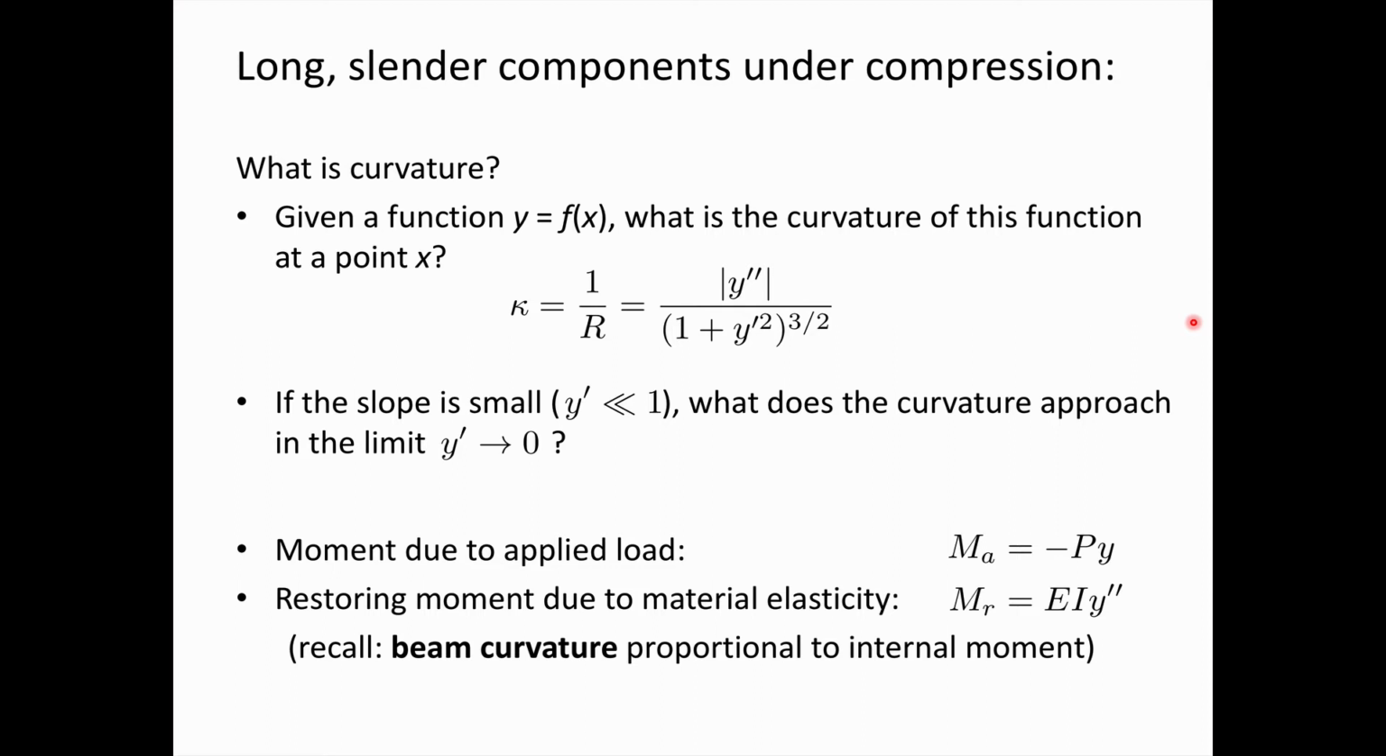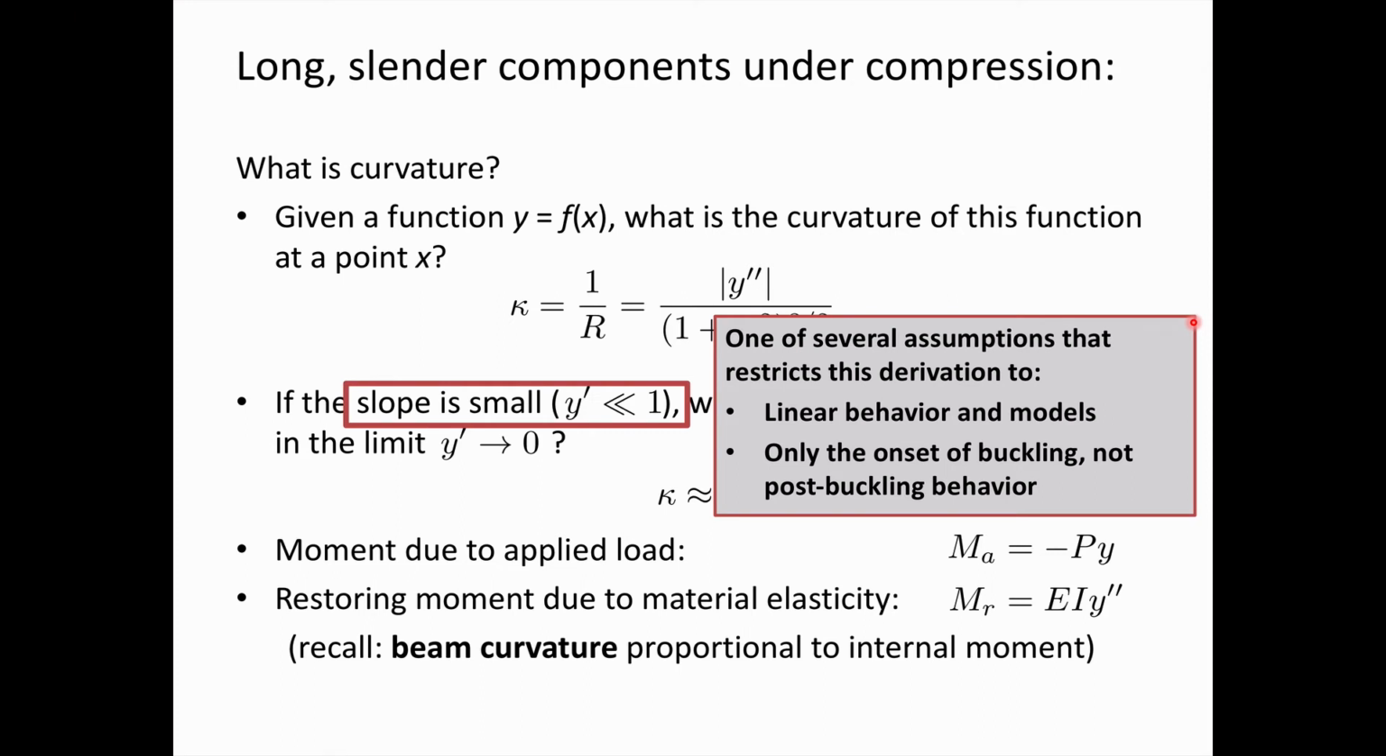And so that's a reasonable approximation, but we've got to keep in mind what the assumptions are that go into this derivation. We're assuming the curvature is approximately equal to the second derivative. So this is one of many assumptions that restricts the applicability of this model to only linear behavior in models, and also it only applies to the onset of buckling, not post-buckling behavior where we have really large deflections and really large slopes.